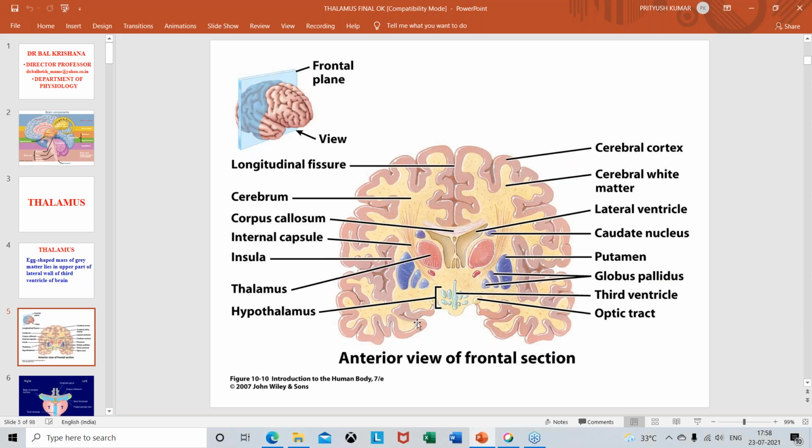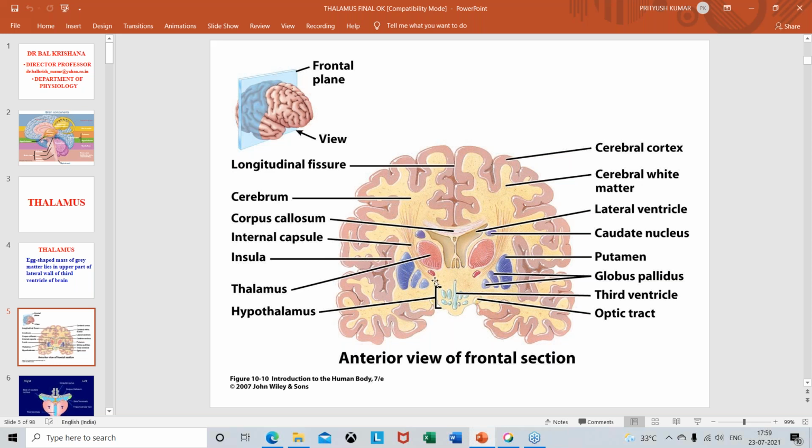So this is the frontal section. The frontal section is like this, and this is the cerebral cortex, and this is the lateral ventricle, and here you'll find the third ventricle. This is the thalamus, and these structures are the basal ganglia: caudate, putamen, globus pallidus external and internal. And this is the thalamus, this is the lateral ventricle, and this is the third ventricle.